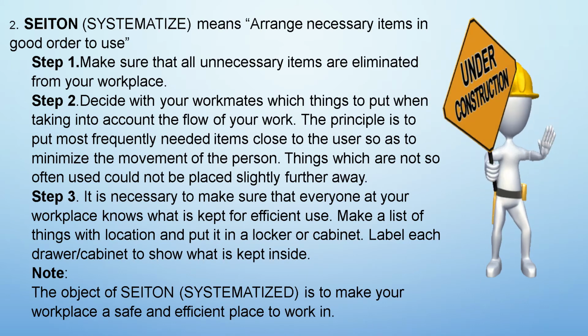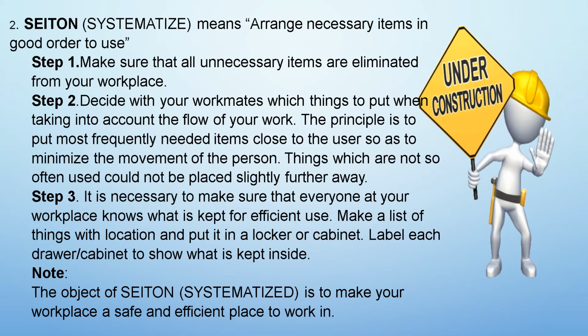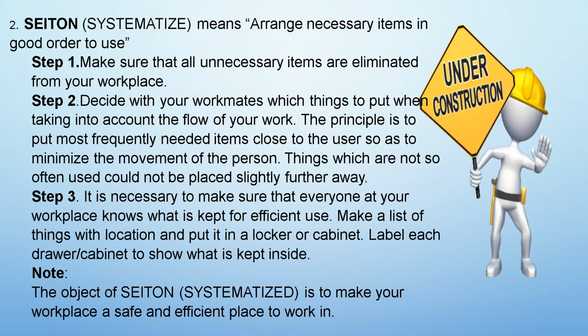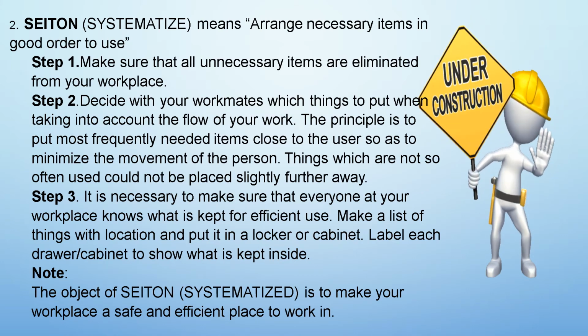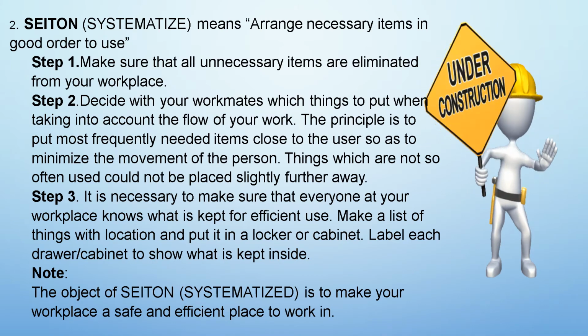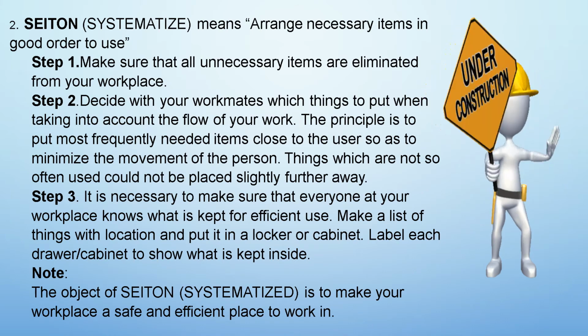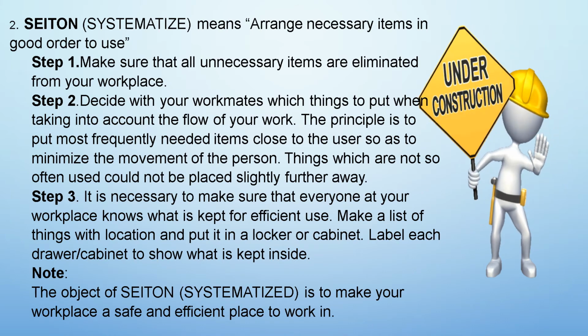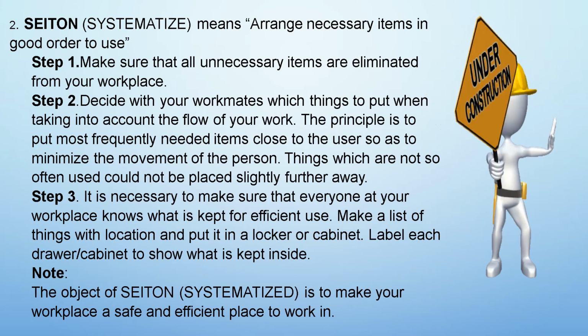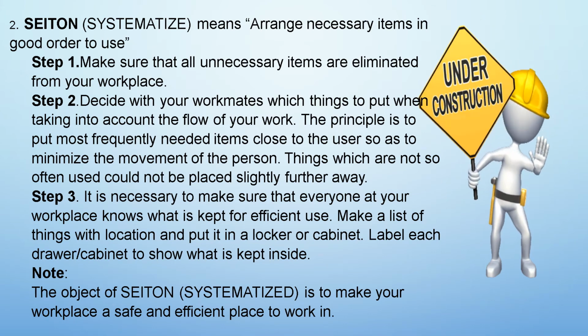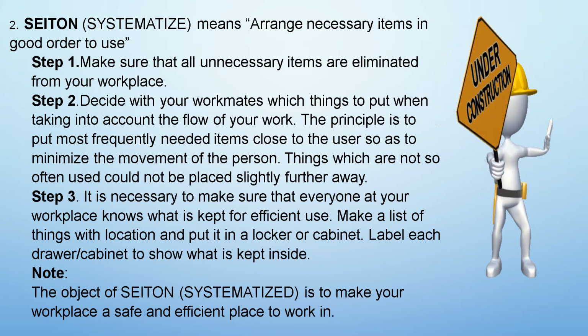Step 3. It is necessary to make sure that everyone at your workplace knows what is kept for efficient use. Make a list of things with location and put it in a locker or cabinet. Label each drawer or cabinet to show what is kept inside. Note, the object of Seiton, or systematize, is to make your workplace a safe and efficient place to work in.